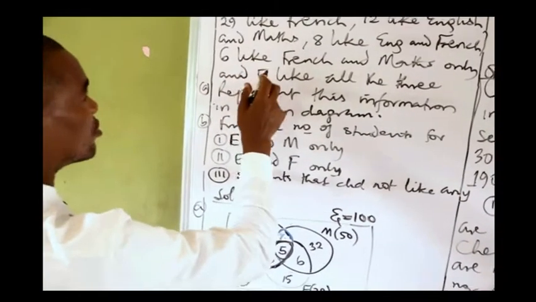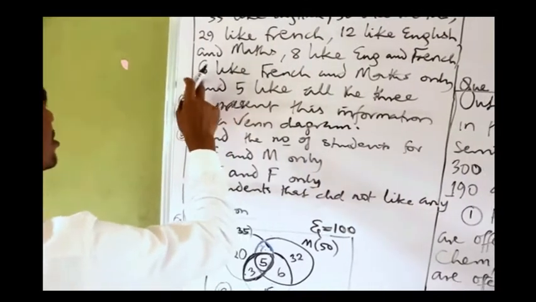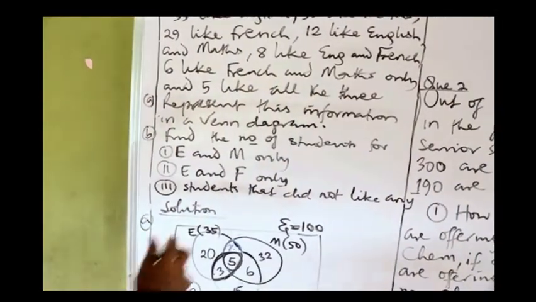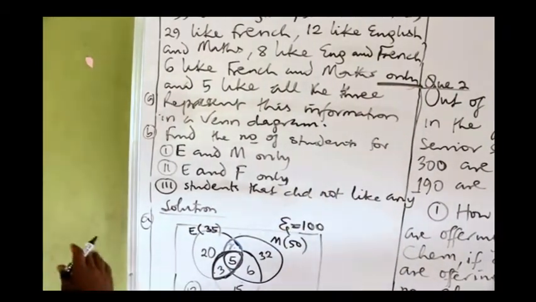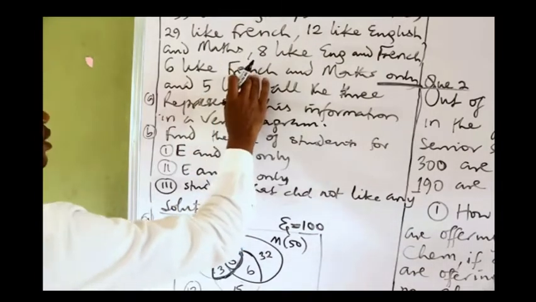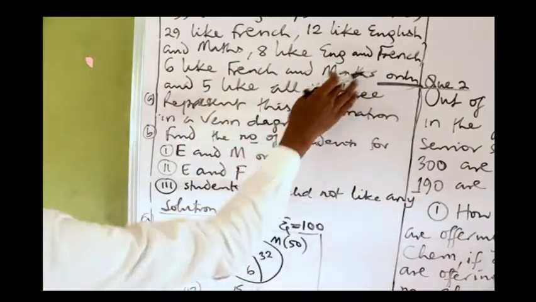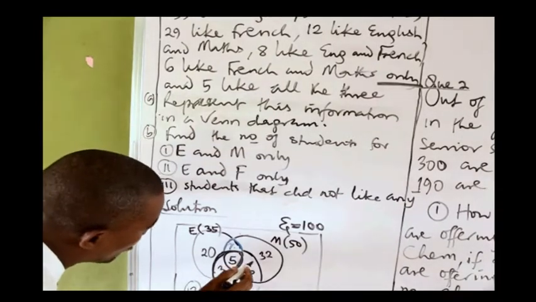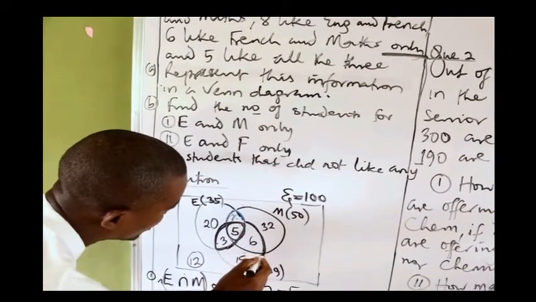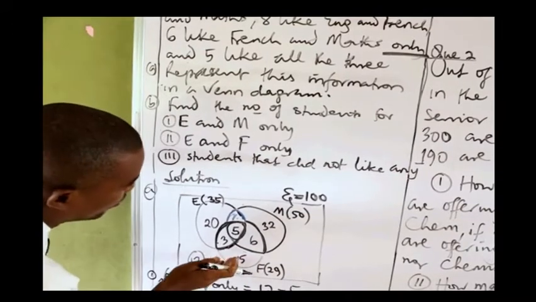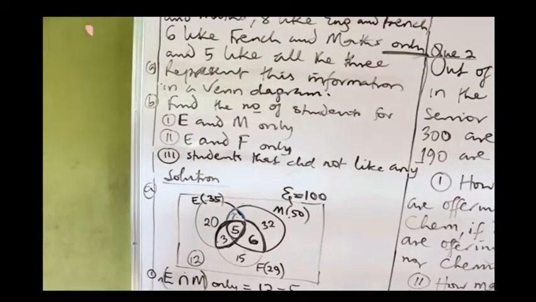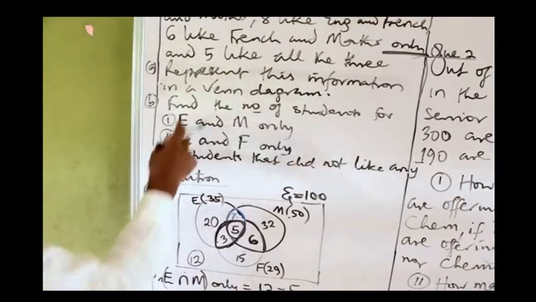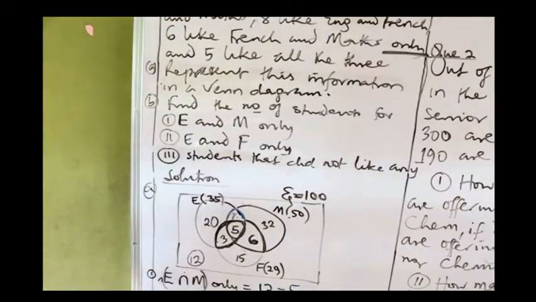Then the second but last. 6 like French and maths only. Underline this word, only. That is nothing more, nothing less. Just only French and maths together, 6. So you go to where we have only French and maths, this region, and you put 6 over there. Then 5 like all the 3 subjects. I've explained that one before. So we have this.